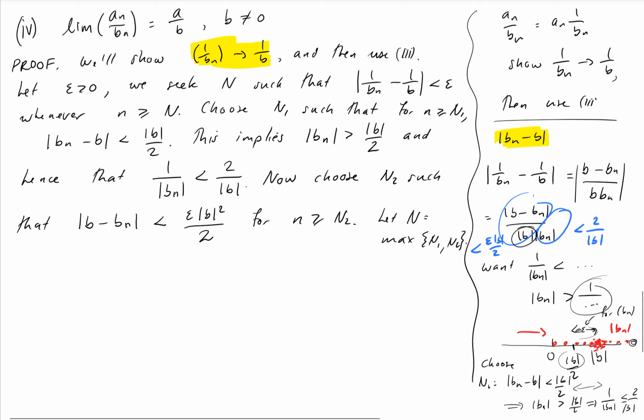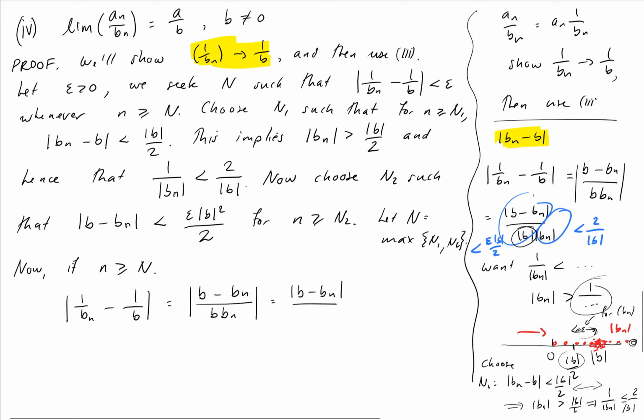So we're going to need to look at, remembering our lesson from last time, if n is greater than or equal to big N, absolute value of 1 over Bn minus 1 over B equals absolute value of B minus Bn over B times Bn, which equals absolute value of B minus Bn divided by absolute value of B times 1 over absolute value of Bn.